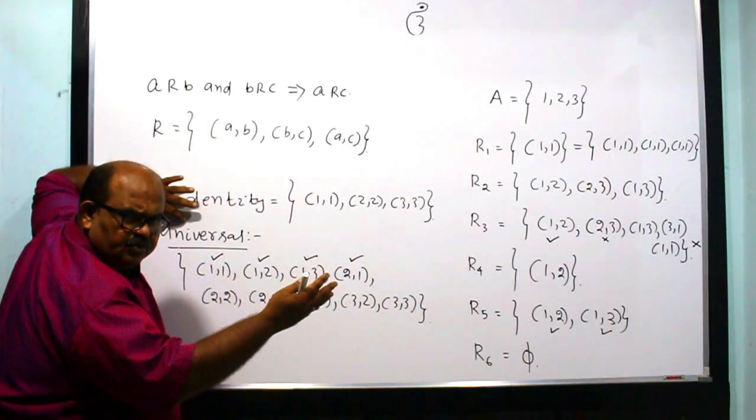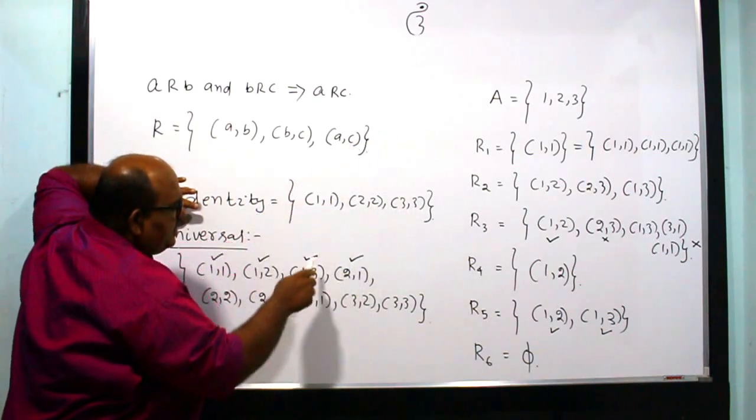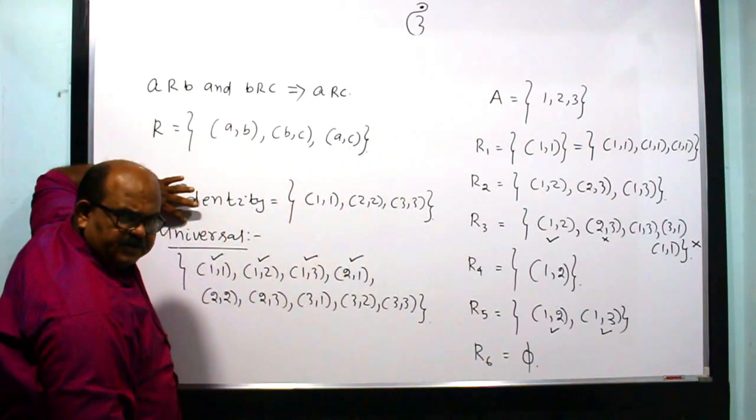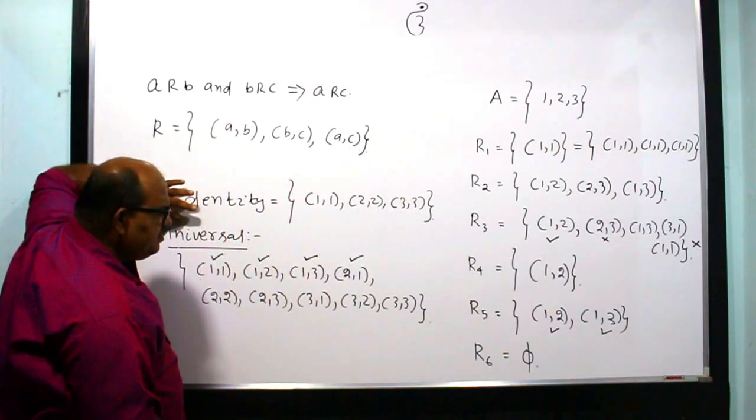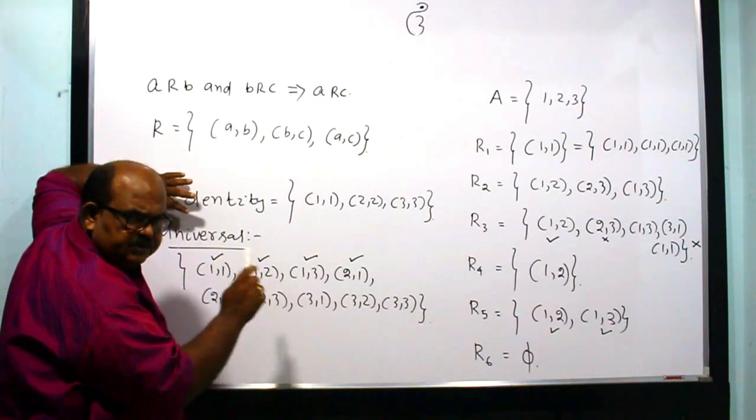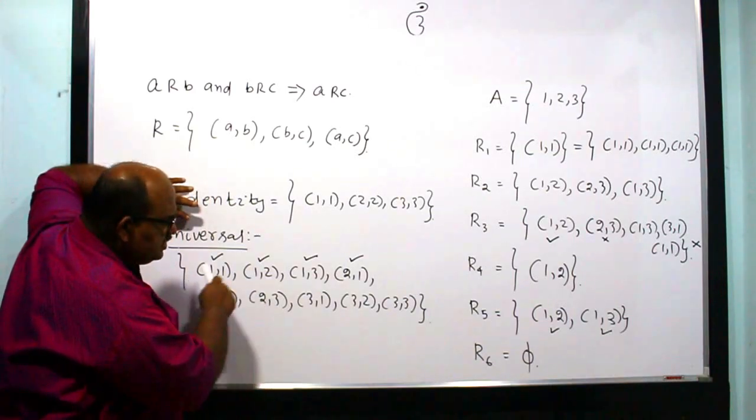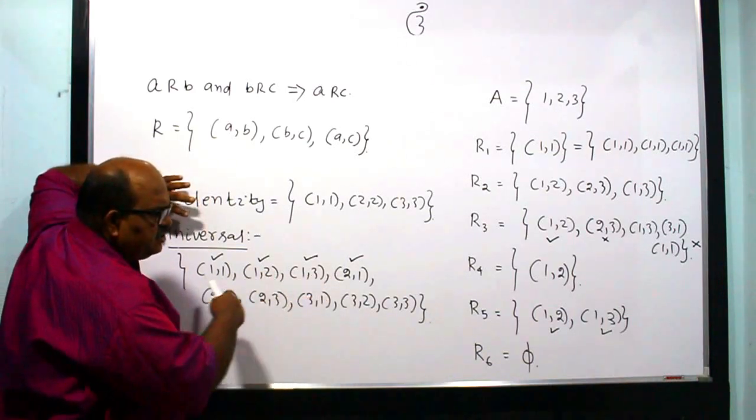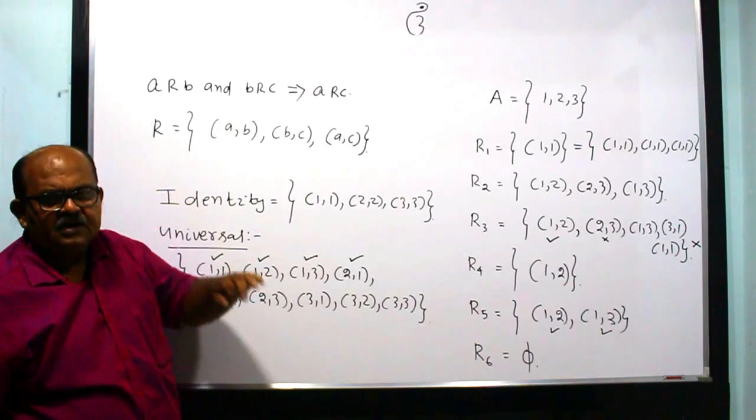Whatever extra pairs there are, if all the elements of set A are present, then it will be reflexive. Then will it be symmetric or not? Already we have discussed in symmetric relation that it will be symmetric. Now we have discussed this is transitive. So this is also an equivalence relation.